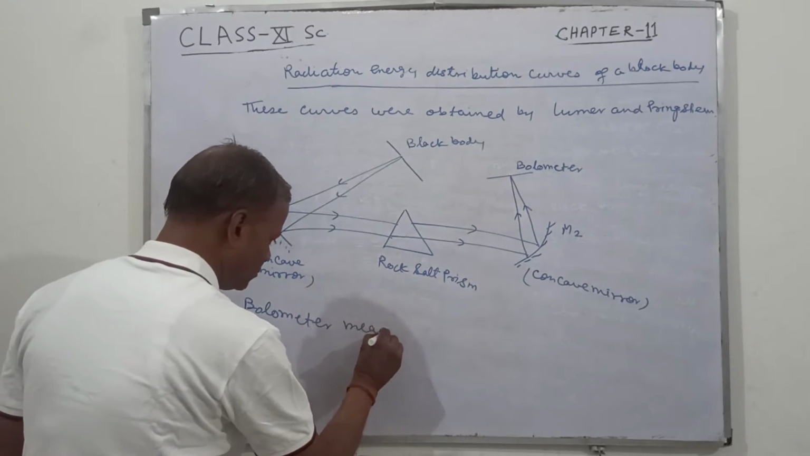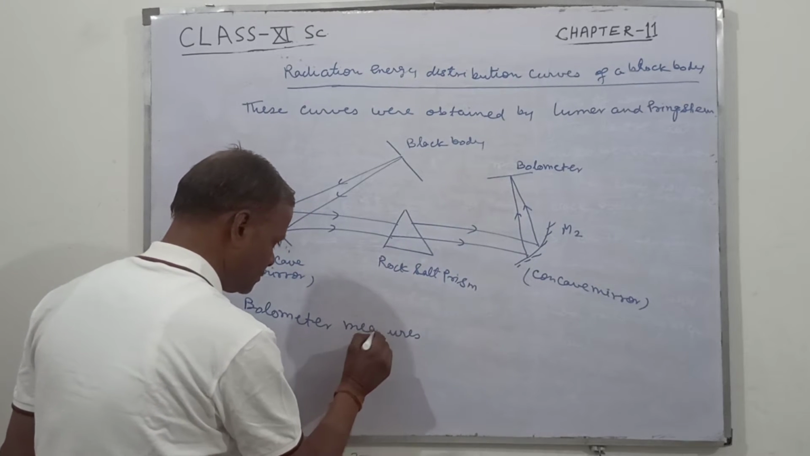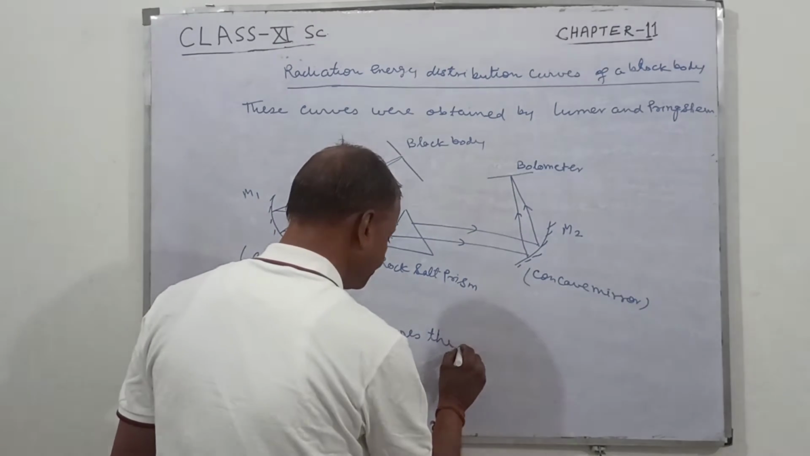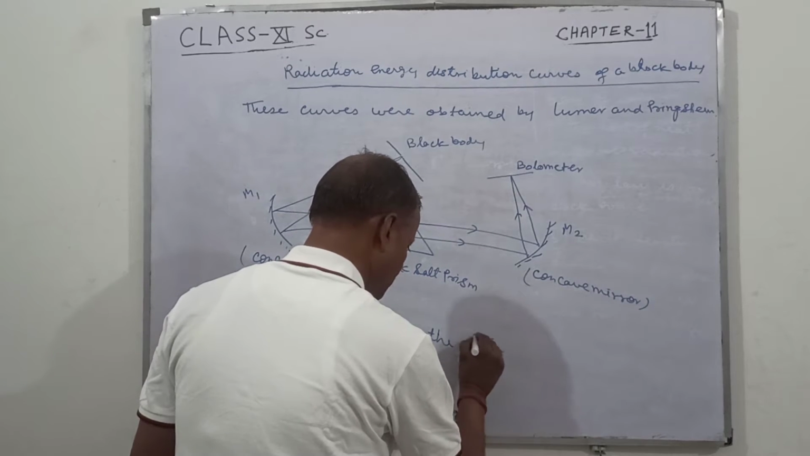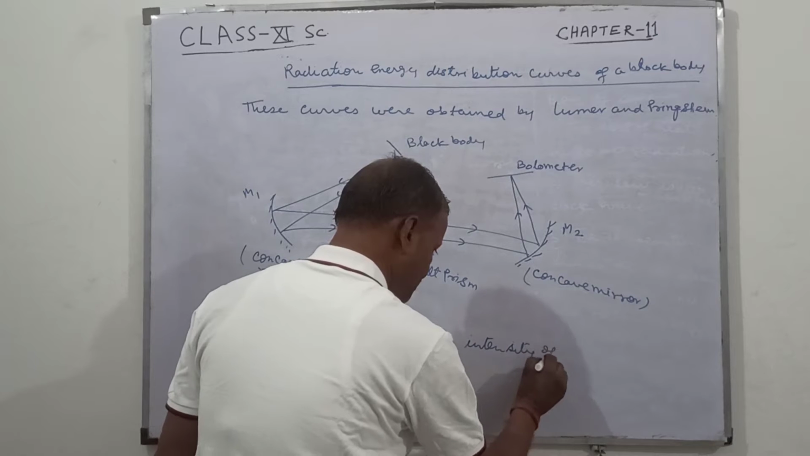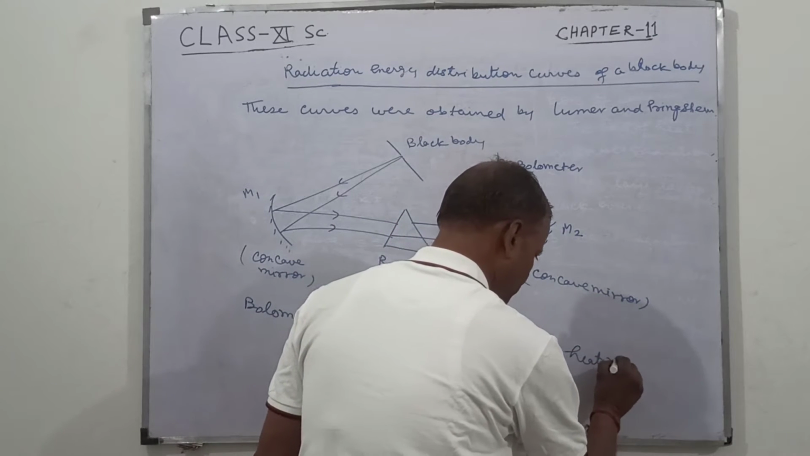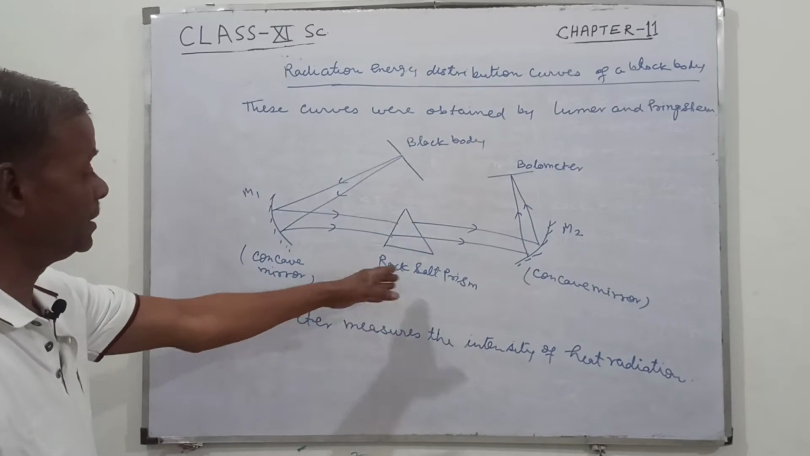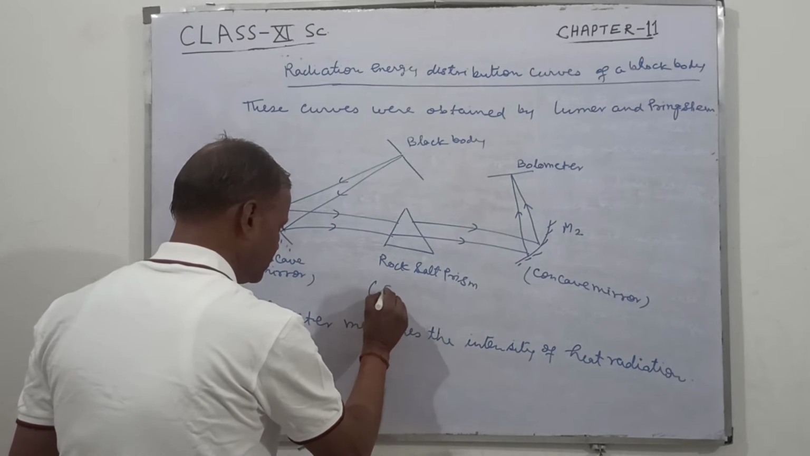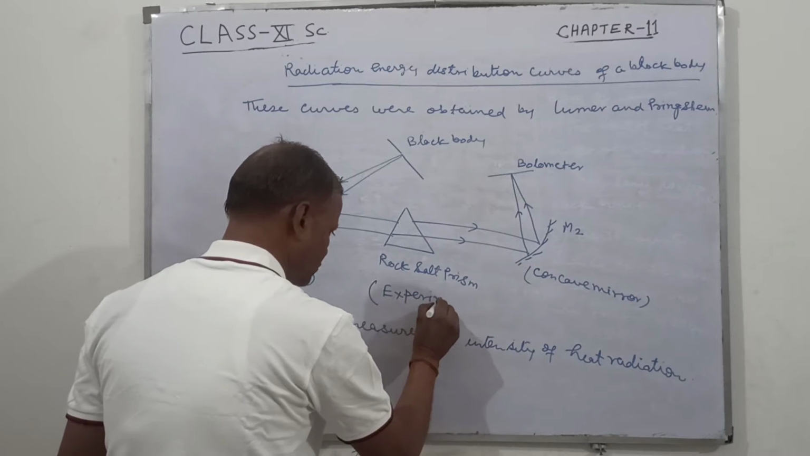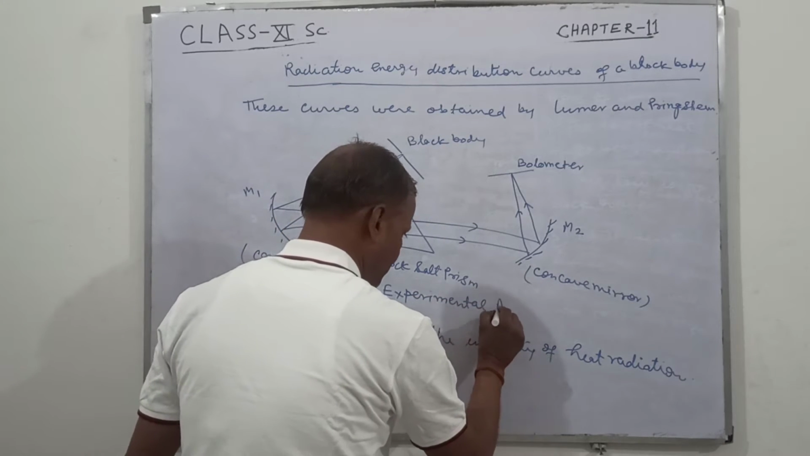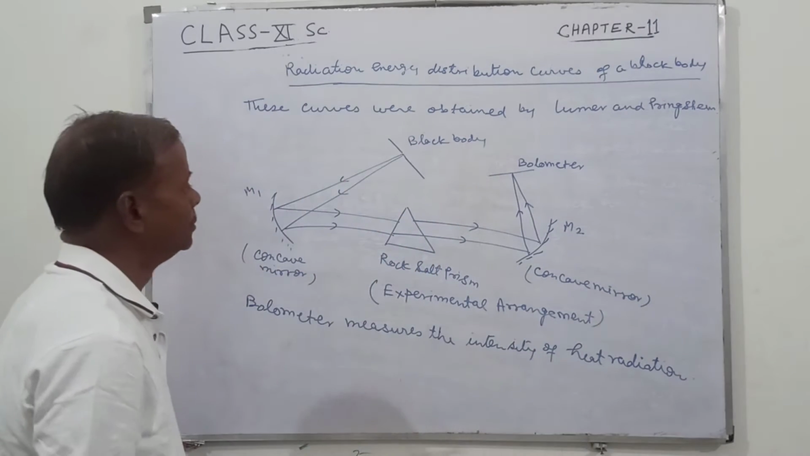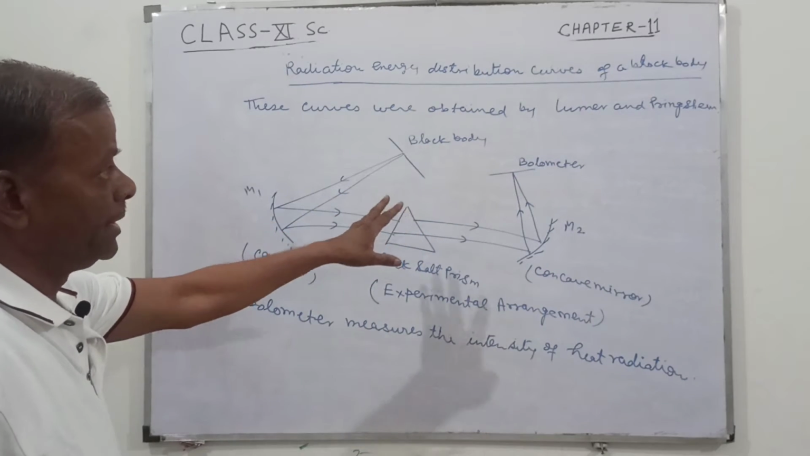Bolometer measures the intensity of heat radiation. So this is the practical arrangement, the experimental arrangement. So what was obtained by Lummer and Pringsheim?